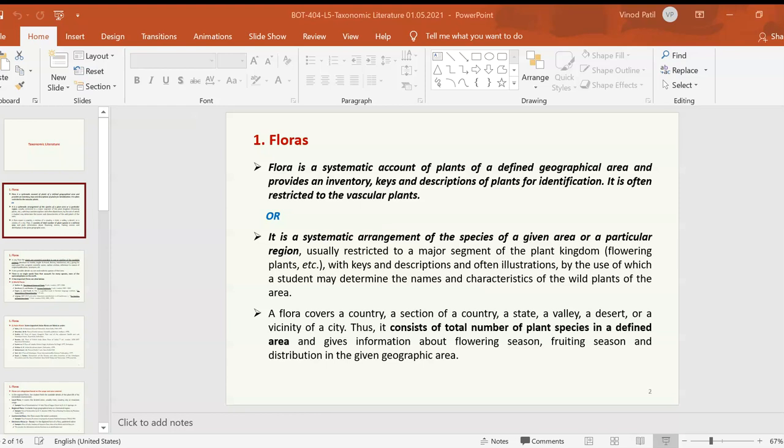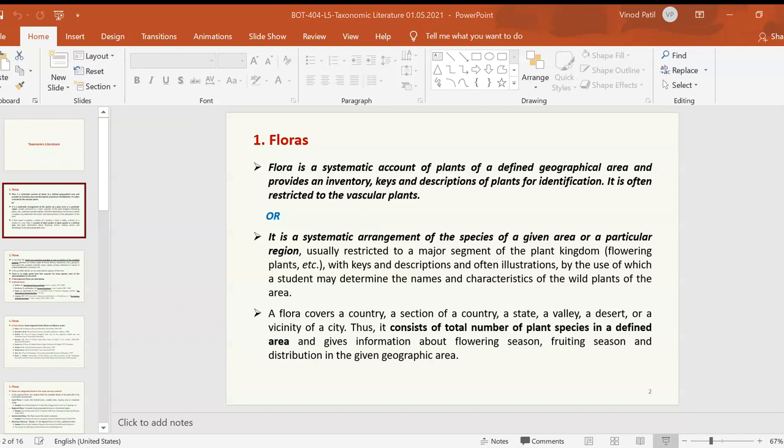Because there are only a few people who deal with the study of cryptogams, or algae, or fungi, or other living things. So the term flora is generally used for the descriptions of the flowering plants.